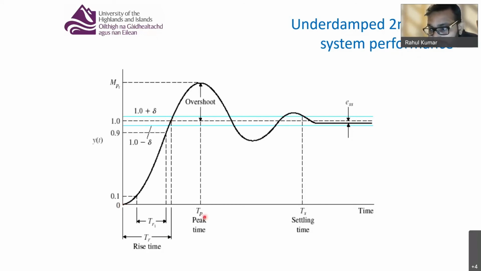Peak time is the time taken by your system to reach the maximum value. The maximum value could be anything, it's not necessarily the desired value. In this case, it is slightly greater than your desired value. So that's the maximum value or the peak. The time taken to reach the maximum value is your peak time. And settling time is the time after which your response stays within the desired range. The desired range in this graph is highlighted by the blue line.